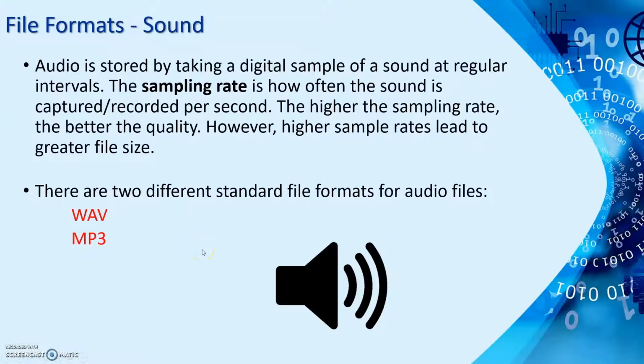Okay, so now we've looked at graphics, we've looked at text, now we're going to look at sound. Audio is stored by taking a digital sample of a sound at regular intervals. That's known as the sampling rate. The sampling rate is how often the sound is captured or recorded per second. Sound is an analog signal, and what we're trying to do is digitize it to store it in the computer.